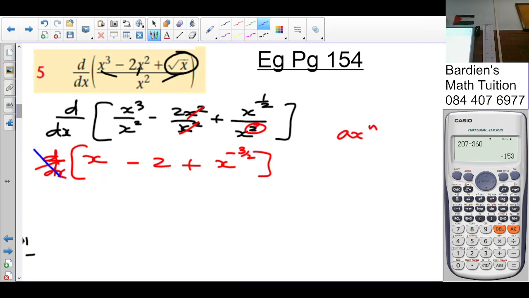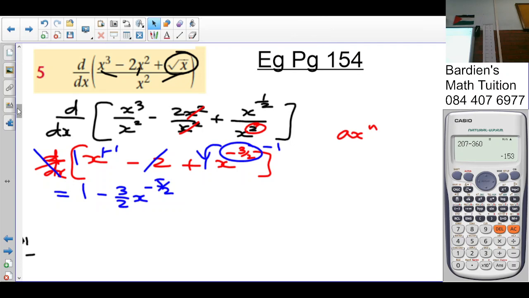When I apply the derivative, that gets dropped. There's a 1 and a 1, so that gives you 1. Minus 1 is going to be x to the 0, which is 1 anyway. That's a constant, so that falls away. Negative 3 over 2 times 1 is negative 3 over 2. X, let's subtract 1 from that, I get then negative 5 over 2. You understand? Yes, okay.